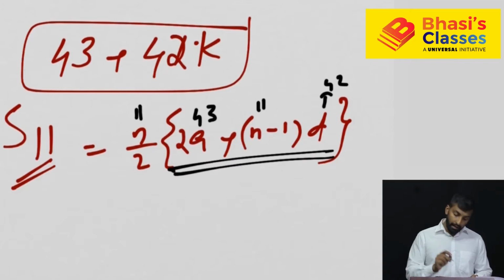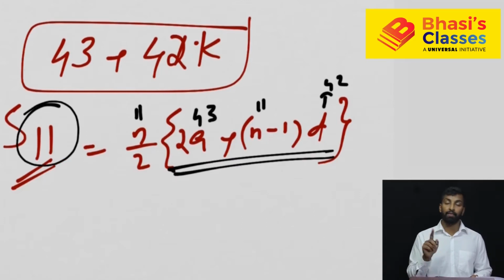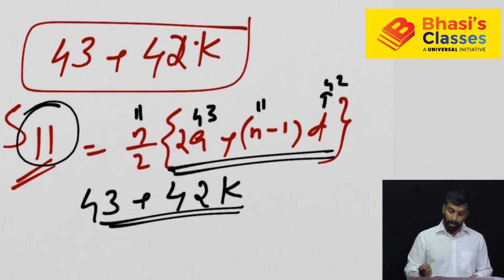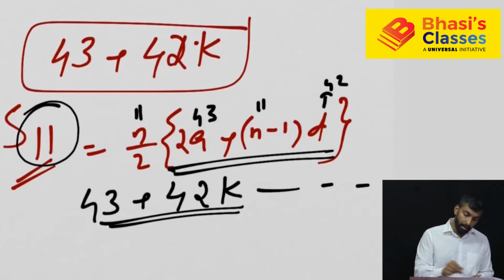But if they are not telling you there are 11 terms, they are just telling you a set of numbers within a range of 500, then you don't know what n is, and you don't know the last term either. But what you know is that the last term is less than 500. You know the first term is 43 and the common difference is 42. Based on this, you need to find the last term which is less than 500 and can come in the series. How will you find it?